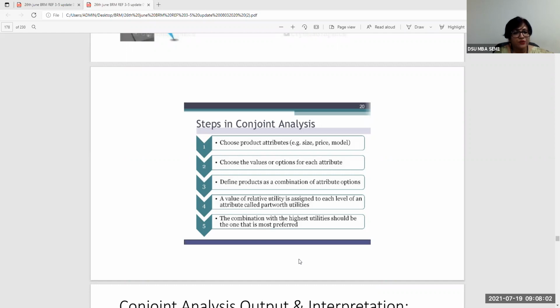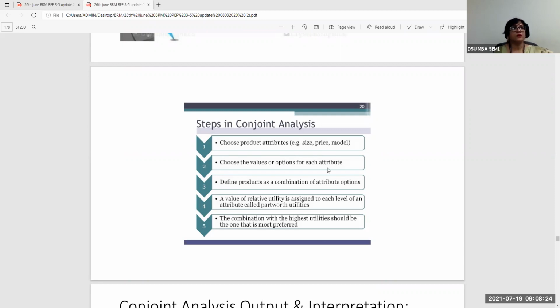You can choose the values or options for each attribute. Different variations can be there, for example, you could have 2, 3, 4 different sizes and ask people to indicate which size of the product they prefer. You can have different price levels for the product and understand from the customer what prices they prefer. You can indicate what kind of models they prefer.